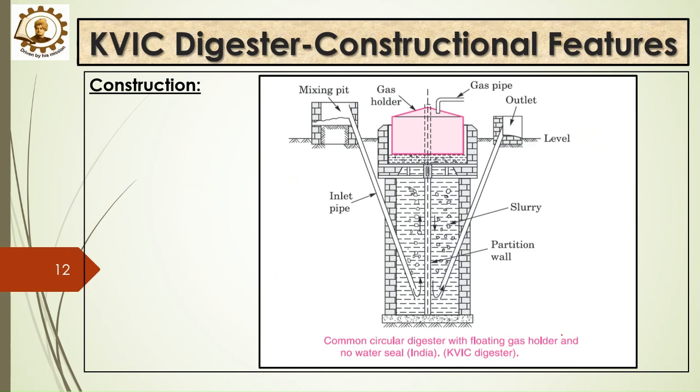The schematic shows a mixing pit, and from the mixing pit there's an inlet pipe moving in, then the partition wall, and then the outlet. This is the gas holder, and this is the gas pipe, and we have the slurry, a mixture of cow dung and methanogenic bacteria. This is a common circular digester with a floating gas holder and no water seal, known as the Khadi Village Industries Commission digester, KVIC.